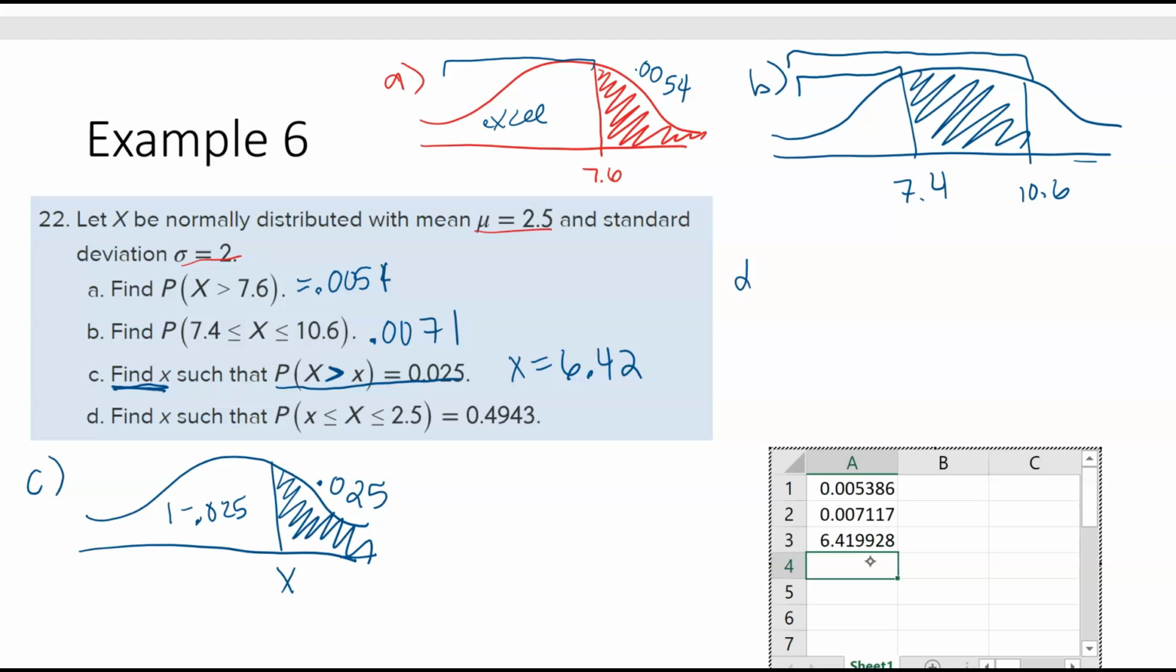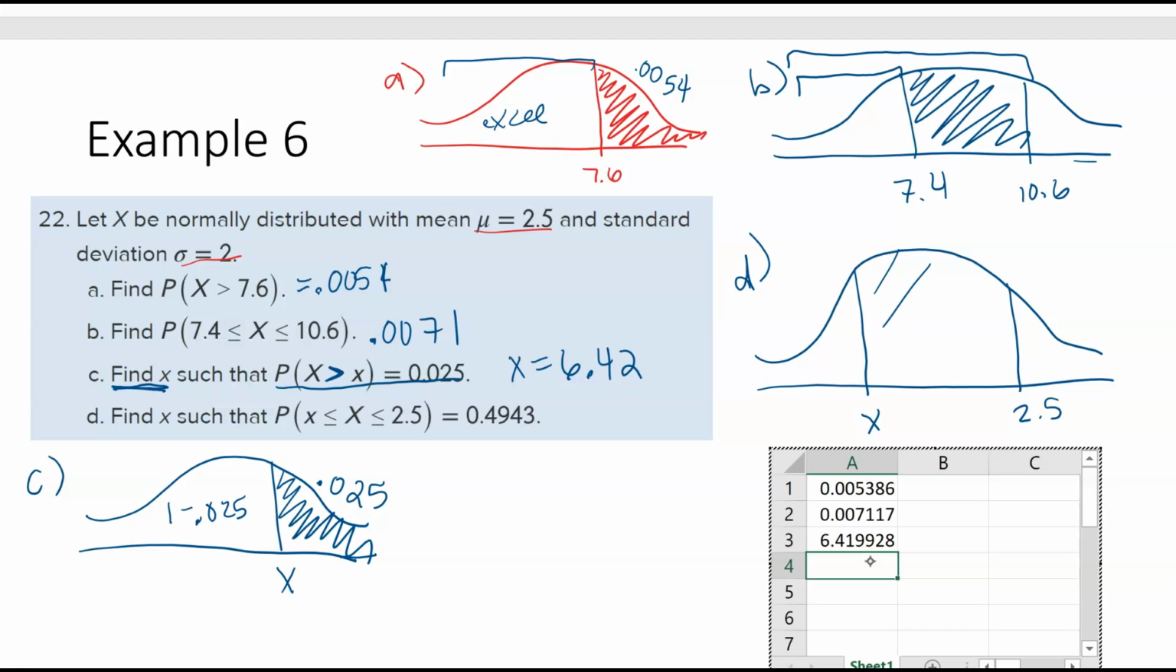Let's look at D. So D is a little trickier here. You've done something like this before in a U-try. So we don't know the lower bound of X, right? We want to find it, but we know the upper bound is 2.5, and we know that the probability here is 0.4943. So the thing is we want to find our x value, and if we use Excel, it's going to give us this area right here to the left, right? So we need to figure out what this area is. If we find out this big area, and we can because we know that x value, then we can just say that this is the big area minus 0.4943.